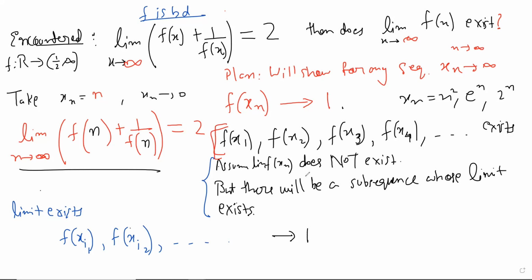Okay, can we say anything more? We can say that any subsequence of the star which has a limit will go to 1.